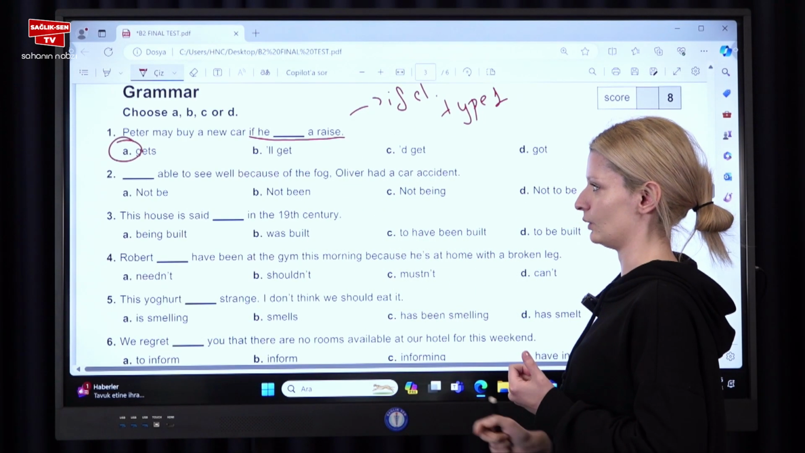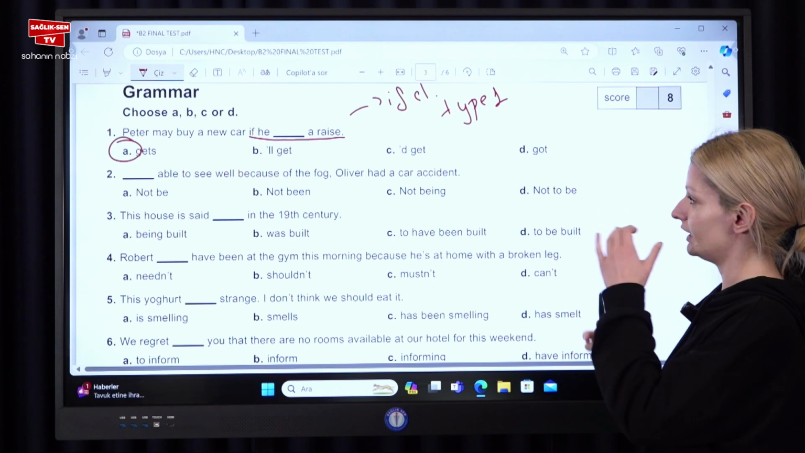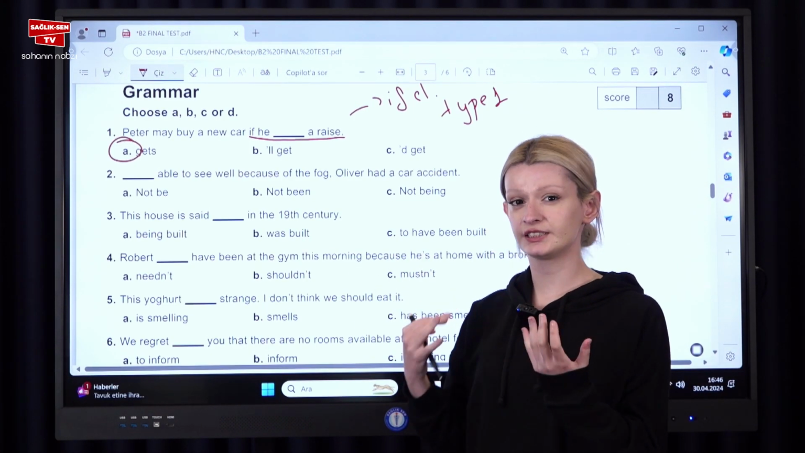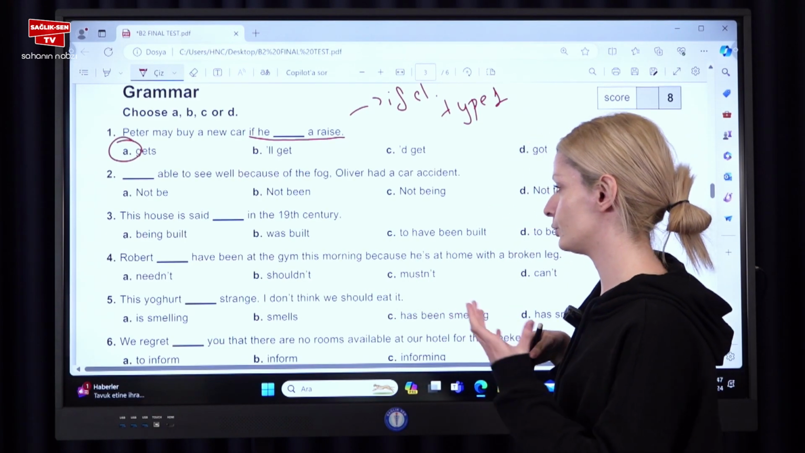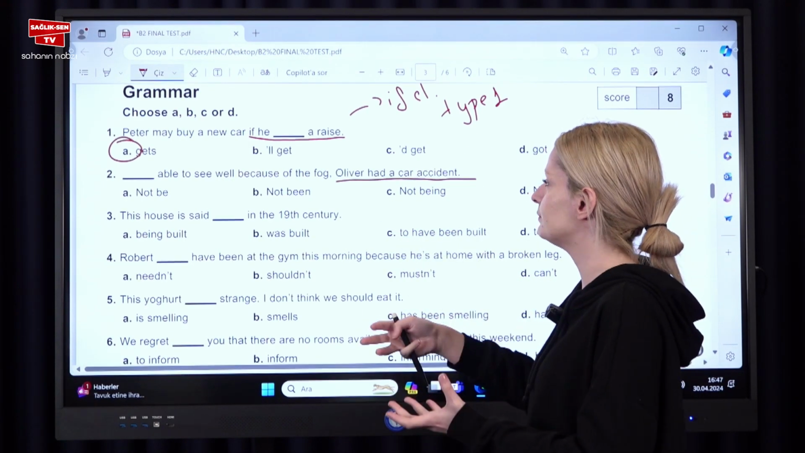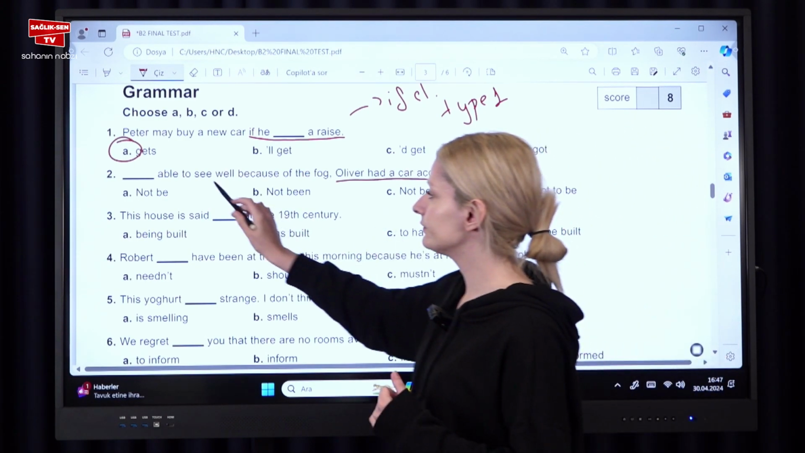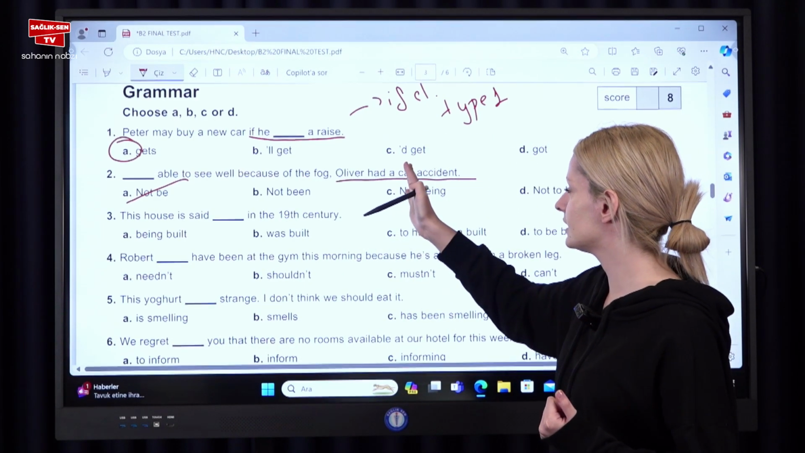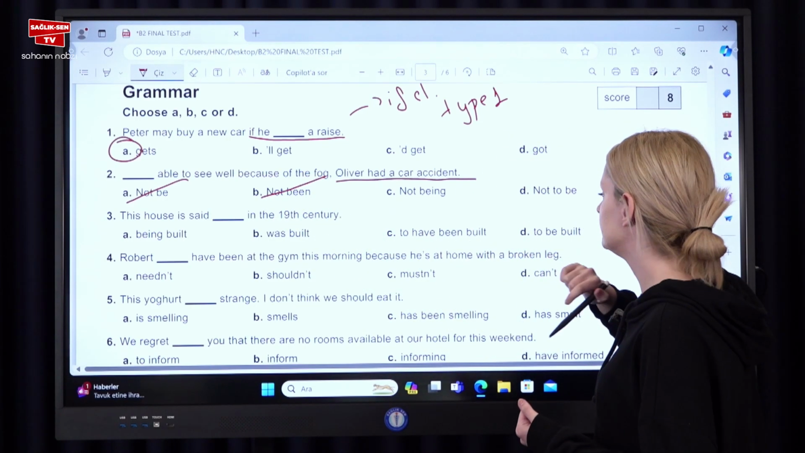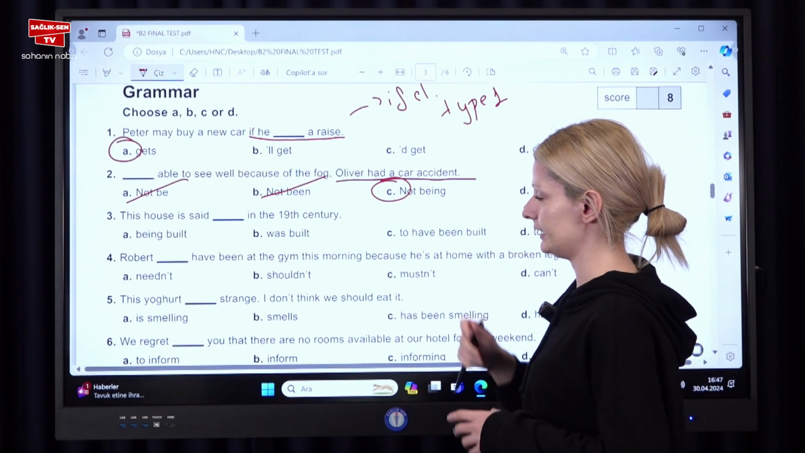Let's have a look at the second one. "Blah blah able to see well because of the fog. Oliver had a car accident." We have a reason and a result situation in this question. Oliver had an accident because he wasn't able to see well. Let's look at the answers. B is not correct because our tense here is past simple. I can't also use "not been to". So our answer is C.